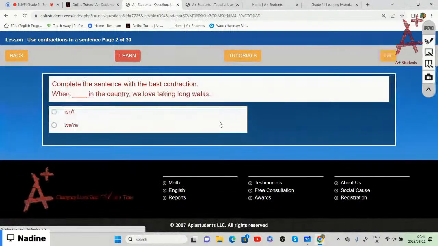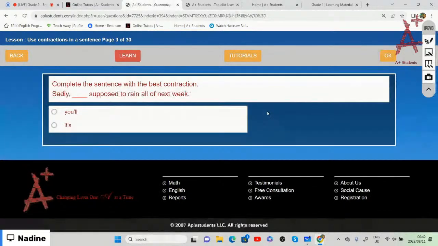All right. When is it, when is in the country? We love taking long walks. Or when we're in the country, we love taking long walks, which means that it is option 2. So, where. Sadly, supposed to rain all of next week. So we can say it's, which is it is.